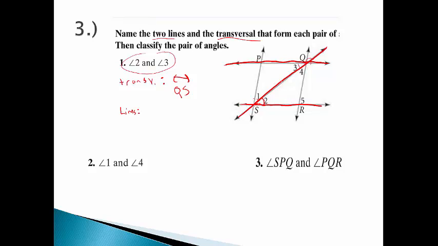My other 2 lines, they have to be the ones that go together. So it looks like top line has P and Q on it, so that's going to be its name. The bottom line has S and R on it. The last thing you need to do is tell me how 2 and 3 are related. So it looks like they're on alternating sides of the transversal, and they're in between the top and the bottom, so they are alternate interior.